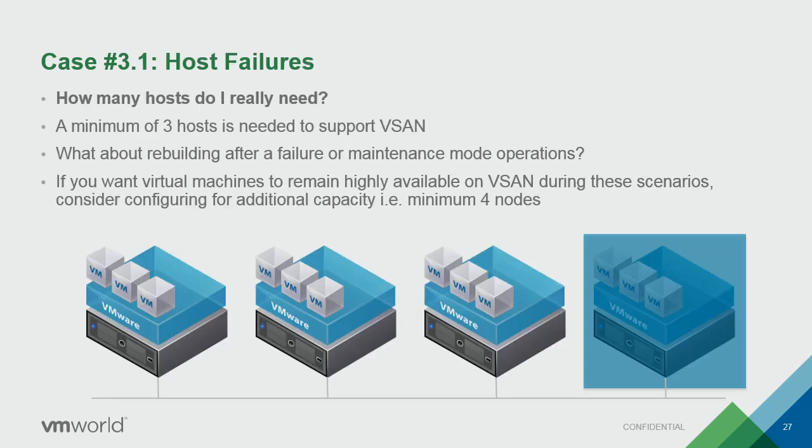Now, one of the other features of vSAN is it's self-remediating. So in other words, if there is a failure, vSAN will try and rebuild the components belonging to a virtual machine elsewhere in the cluster. However, in order to do that, it will need at least 4 nodes. Now, we say a minimum of 3, and that's absolutely fine. But if you want to protect your virtual machine after a failure, you will need a minimum of 4 hosts.